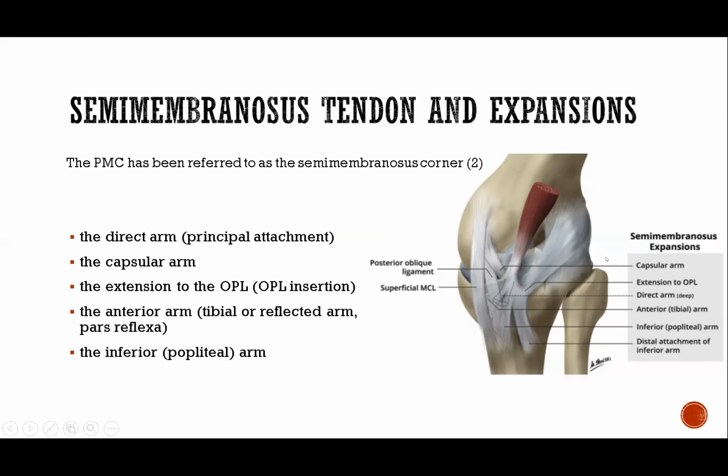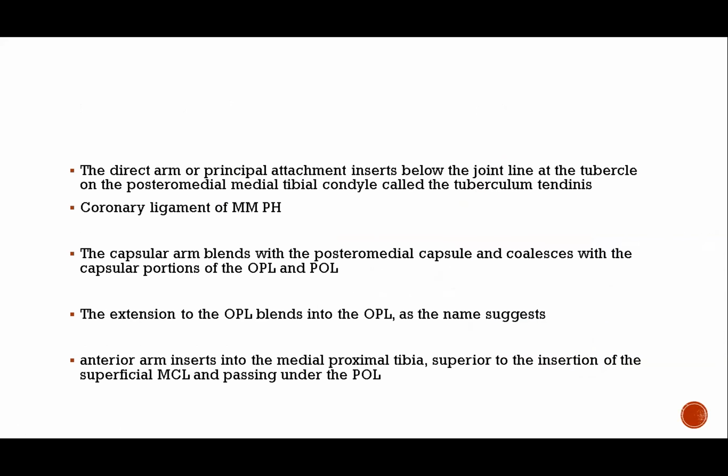So the capsular arm of semimembranosus attaches to the oblique popliteal ligament, which will be explained in the further slides. And it also gives extension to the OPL as an anterior arm, which passes deep to the POL and gets attached to the middle aspect of the tibia. And it has an inferior arm which gets attached to the inferior surface of the posterior aspect of tibia.